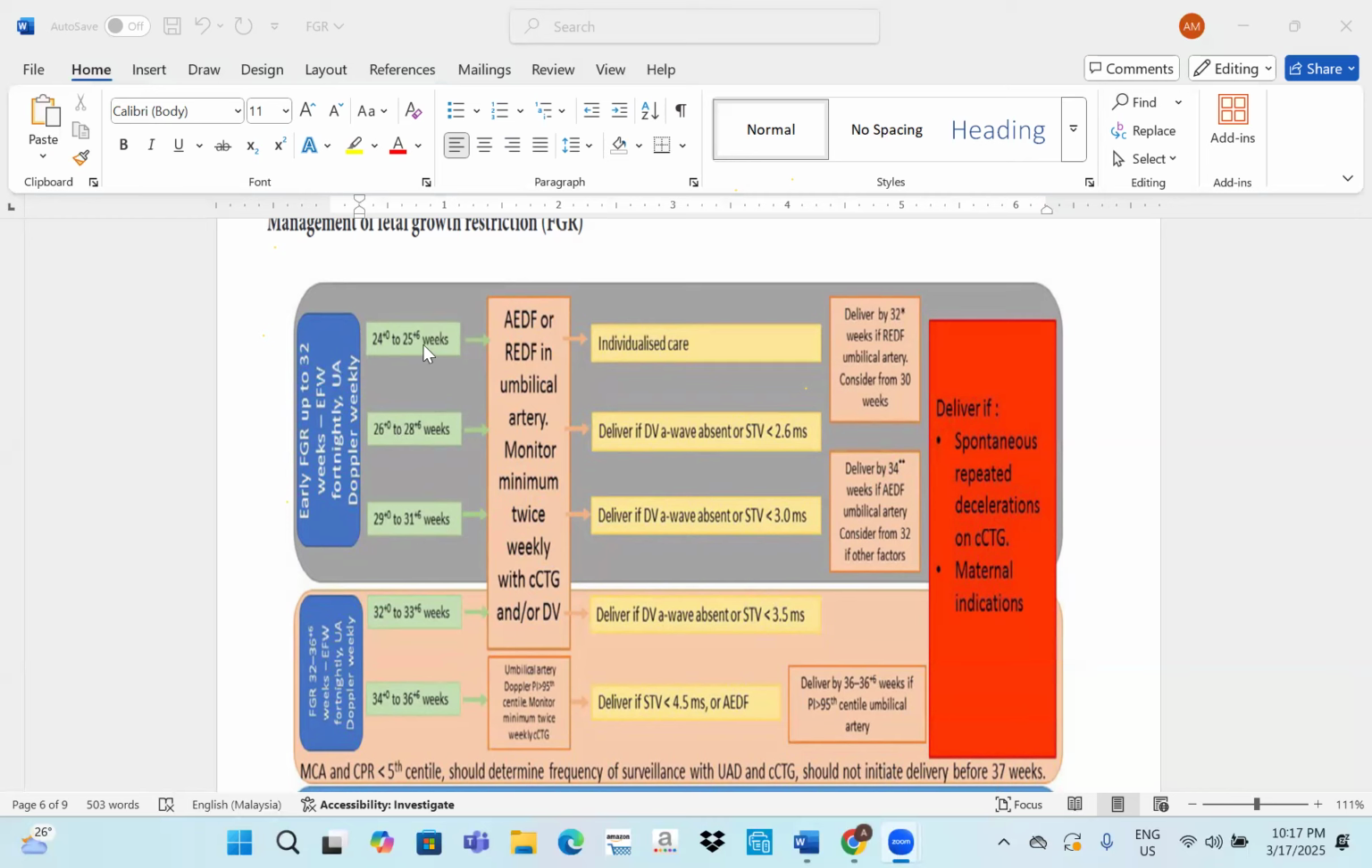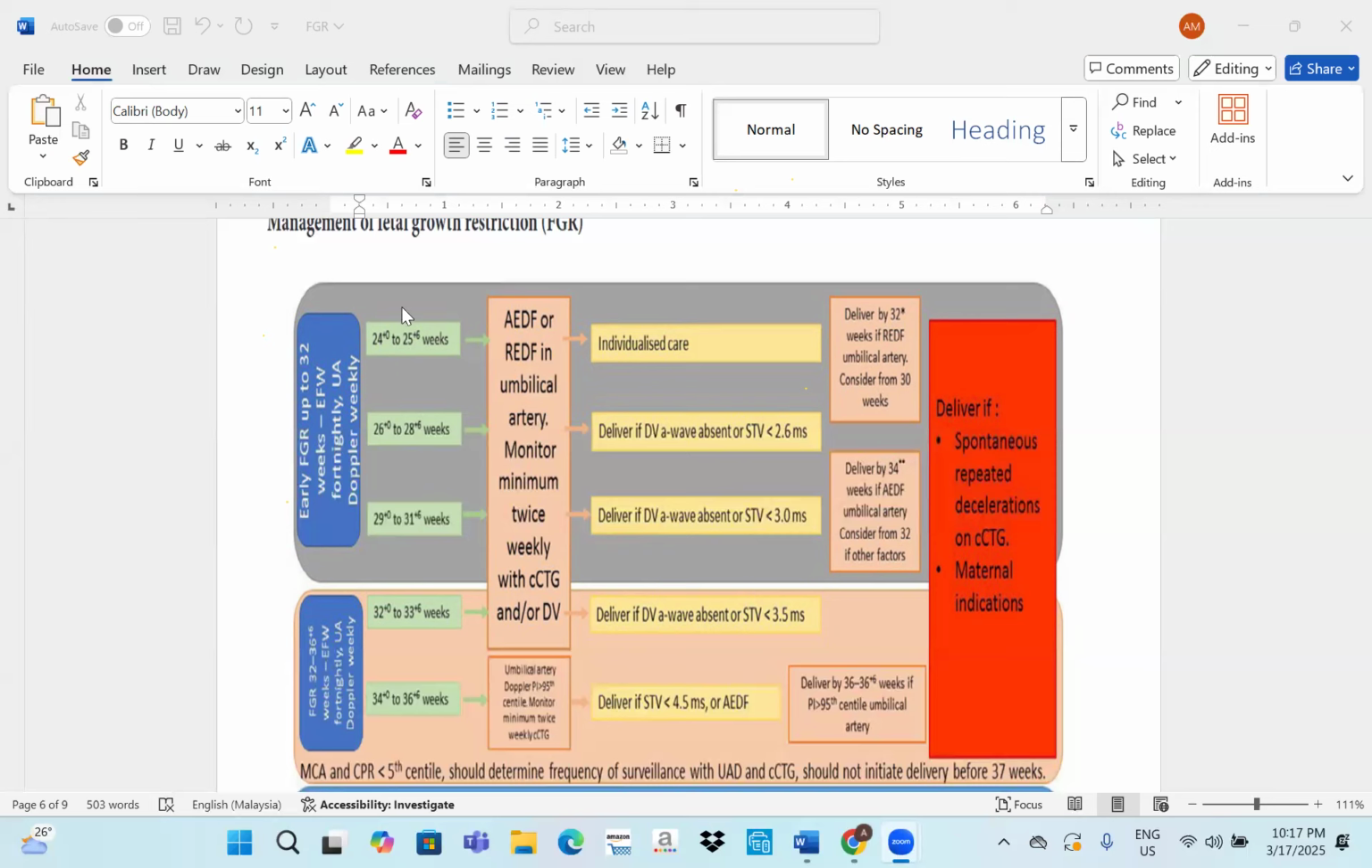Now, this is 24 to 25 plus 6 weeks, right? This patient, uterine artery Doppler is abnormal. This patient, estimated fetal weight is less than 10 centile. Now you are doing this estimated fetal weight and Doppler weekly. Let's suppose this patient now comes, but here, when you were doing the umbilical artery Doppler, absent end diastolic or reverse end diastolic flow was there. Okay.